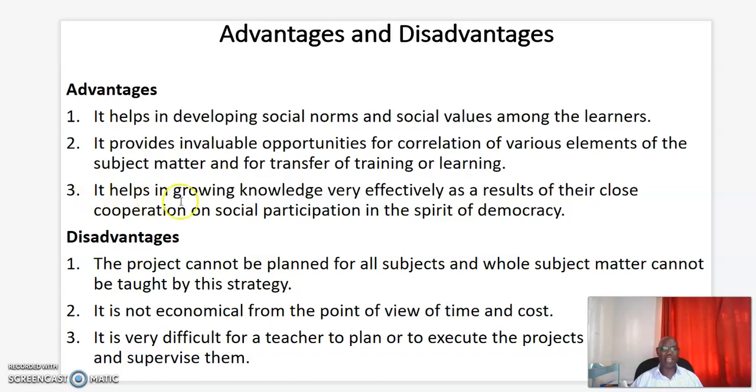Number 3, it helps in growing knowledge very effectively as a result of their close cooperation on social participation in the spirit of democracy. Disadvantages.